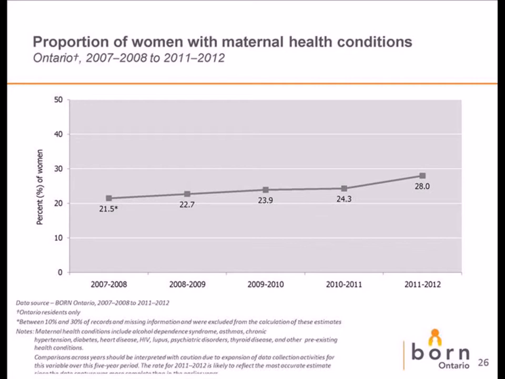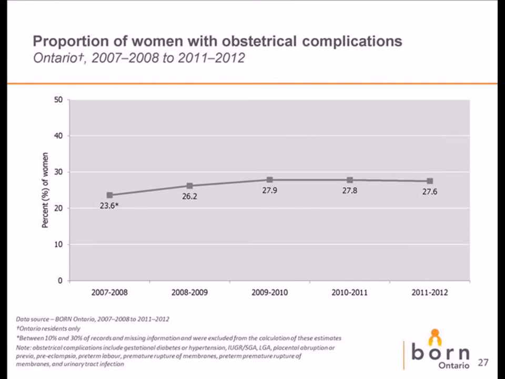And while this looks like it's been going up, we also have to remember that the ascertainment of this has been increasing as we went along in Born. So in fact, we should be getting to the point at 11 or 12 where we're probably seeing what it has been all along, but we just didn't ascertain it as well. So that's the percentage of women who have a maternal health condition.